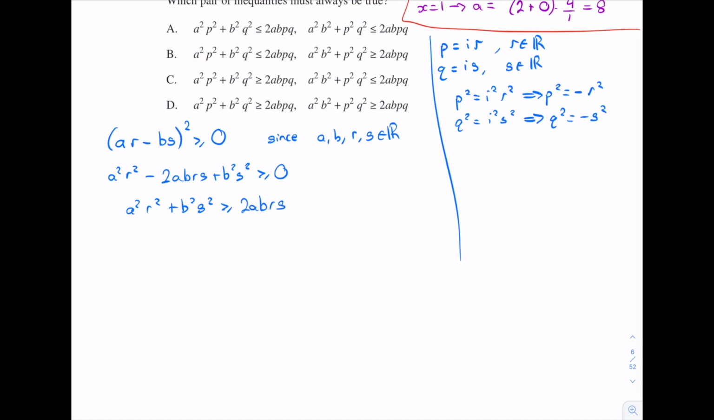So I need to substitute that in, but if you notice, we need a minus R squared and a minus S squared. Sorry about this, I'm just looking at this question and thinking how good it is. So what I'm going to do is multiply this inequality by -1. And be sure that when you do that, you swap the inequality sign. So I have minus A squared R squared minus B squared S squared is now less than or equal to negative 2ABRS.